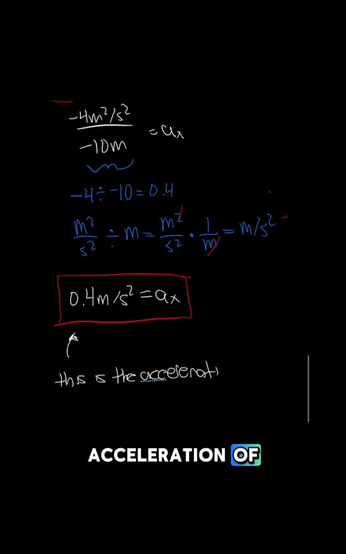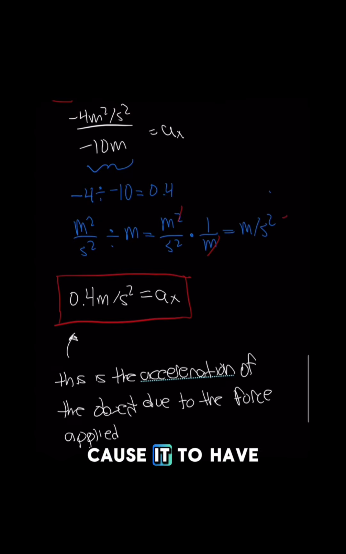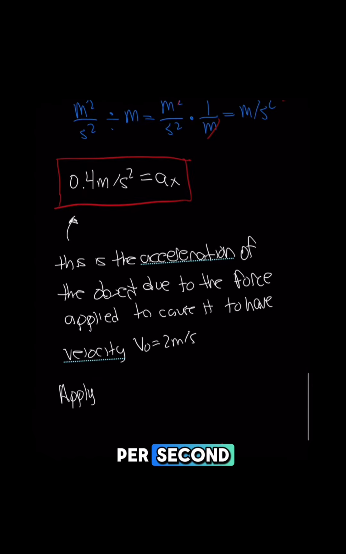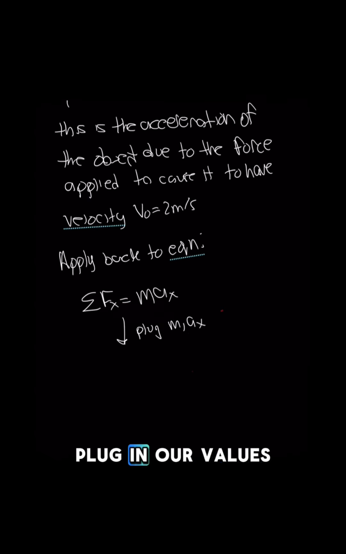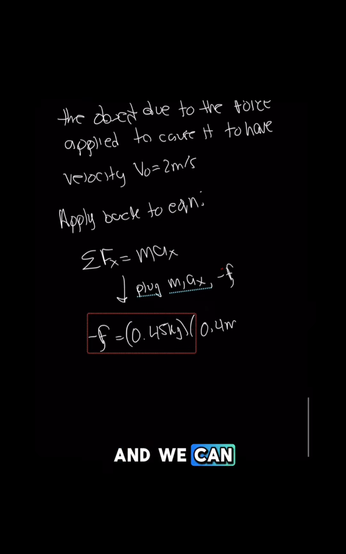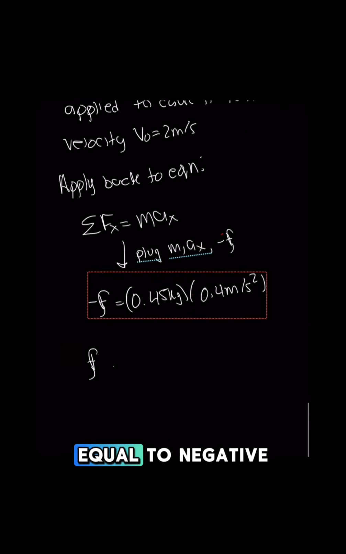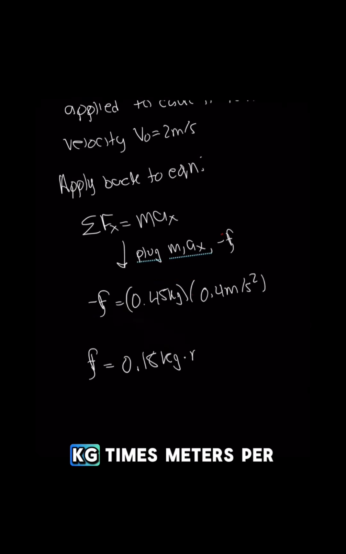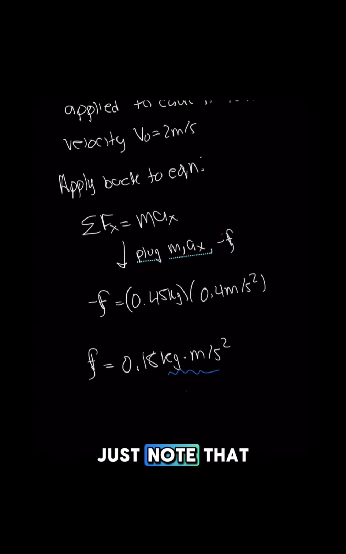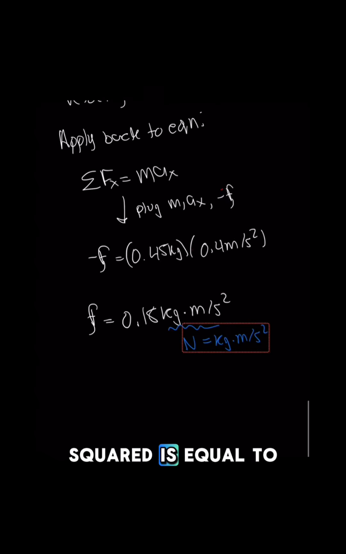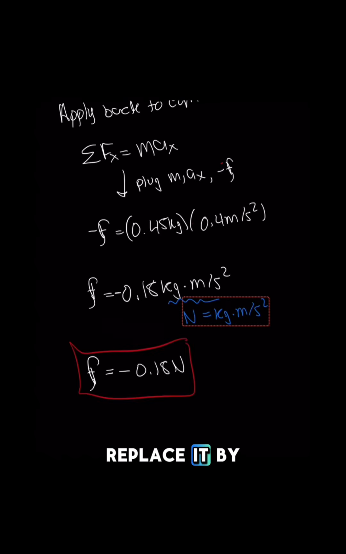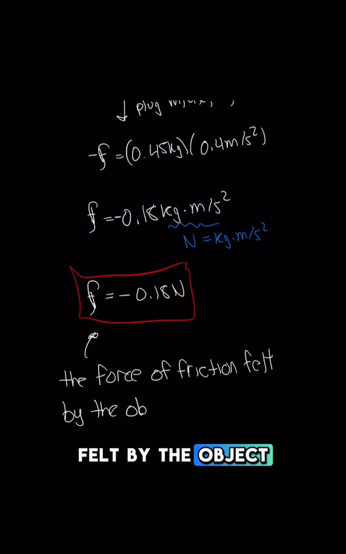This is the acceleration of the object due to the force applied to cause it to have velocity v equals 2 meters per second. Apply this back to our equations, plug in our values, we get this expression here, and we can evaluate to get the friction force equal to negative 0.18 kilograms times meters per second squared. Just note that kilograms times meters per second squared is equal to newtons, so we can just replace it by newtons, and we get this for the final answer. This is going to be the force of friction felt by the object throughout its motion.